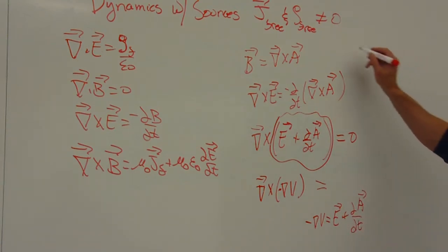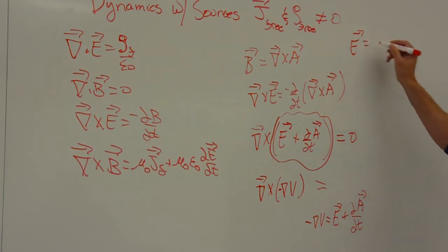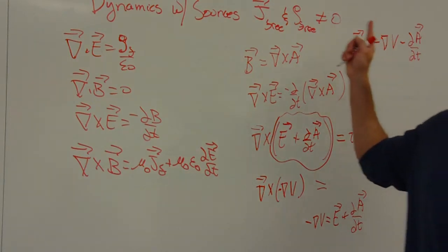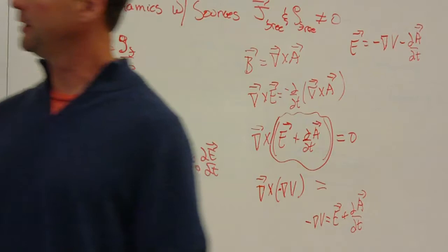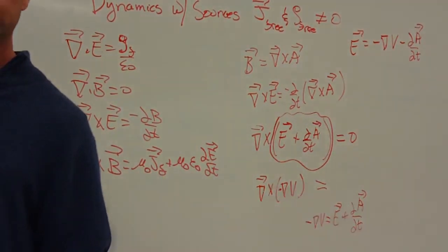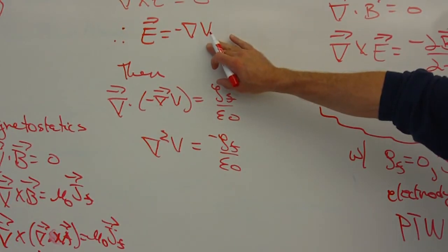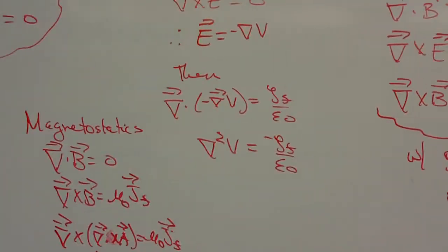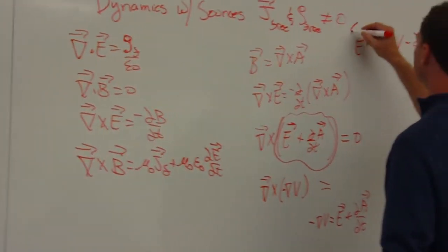Or that E equals minus the gradient of V minus the partial of A with respect to t. All right, and what we see is we've got the exact same thing. If we go to the static case, where there is no time dependence, we get minus the gradient of V. So we recover the static case right away. All right? So our only modification is right like this.